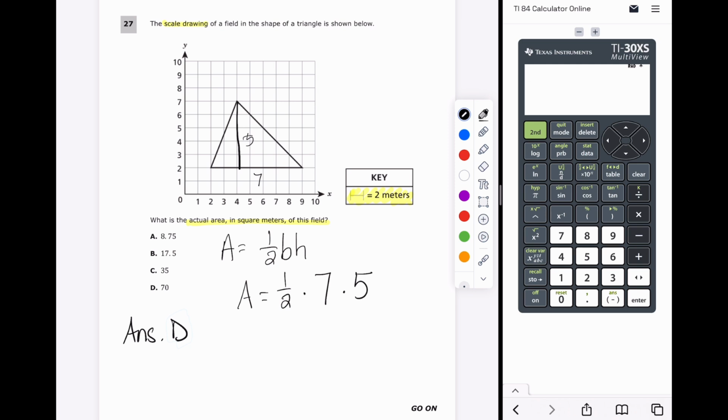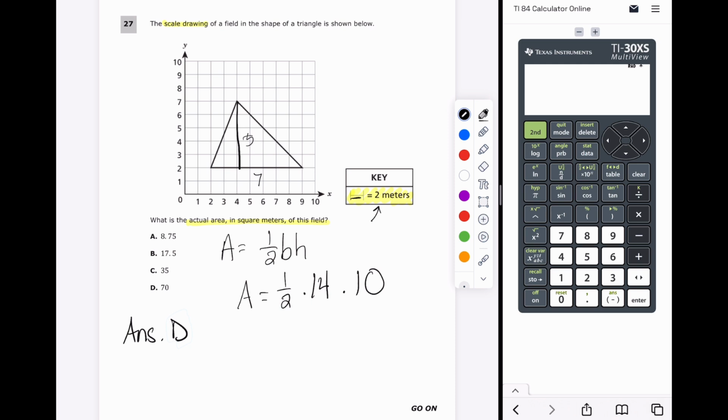But here's the thing. We also know that for this one, it says that each of these is worth 2 meters. So that means this side here isn't 7, because it's really 2, 4, 6, 8, 10, 12, 14. And that's why the key is important. And on the other one, instead of 5, it's 2 times that, so 10.